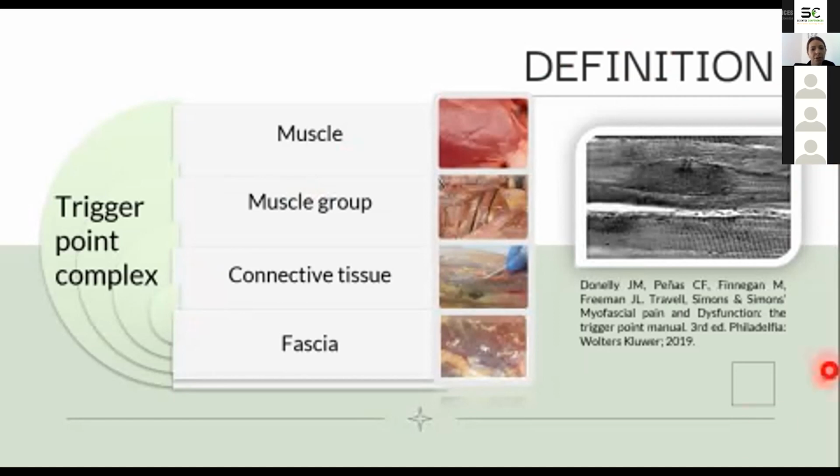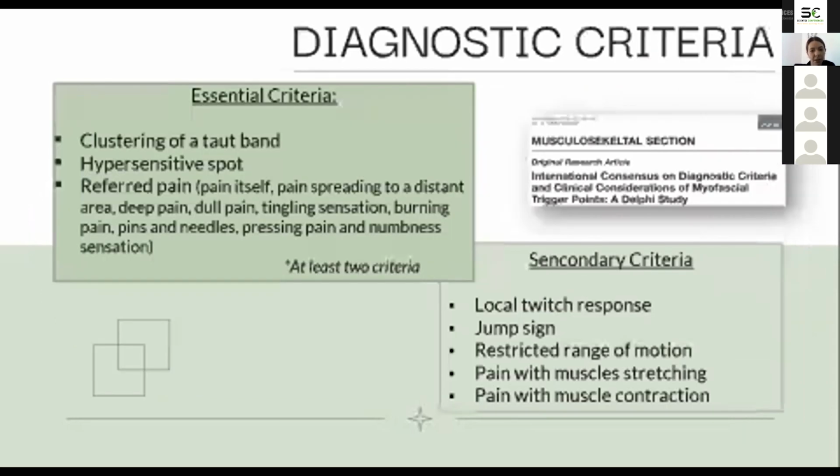From a histological point of view, there are two classic findings, a contraction knot and the taut bands of the muscle. There is indeed a remarkable variability in the diagnosis criteria used in published research. And this is highly relevant as clinically, the diagnosis of trigger point is not based on just one criterion, but on a cluster of criteria.